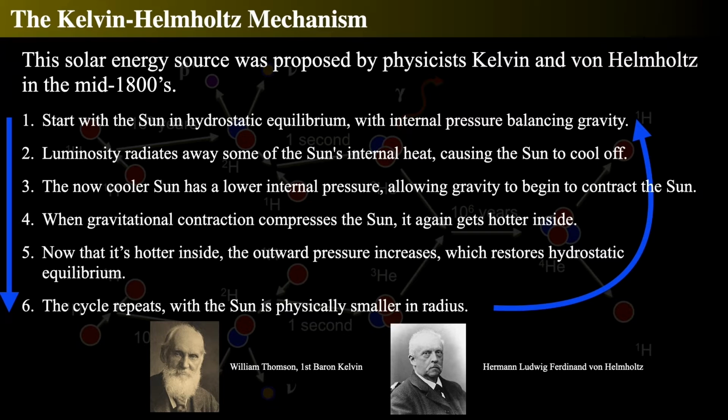It's not just a big thing, it gets actually physically smaller, the radius gets smaller. And so then when the gravitational contraction compresses the sun, it then heats back up until it gets to a balance position, and so it balances itself out, and the outward pressure increases because it's hotter now deep in the core, and then hydrostatic equilibrium is then reestablished. And this cycle then repeats, and the sun gets smaller and smaller by about 32 meters per year.